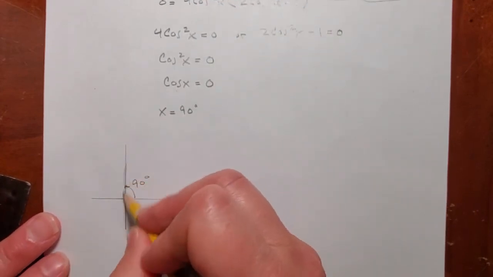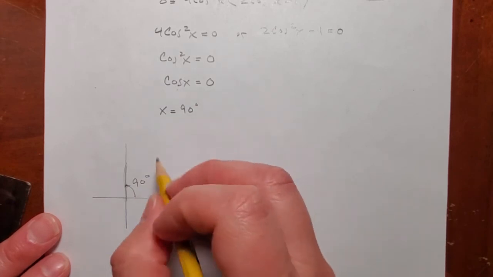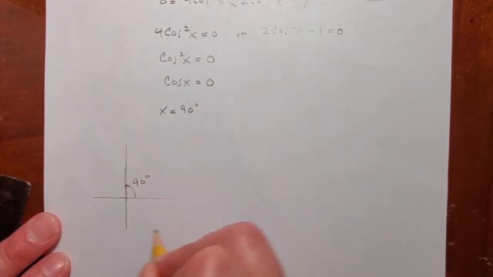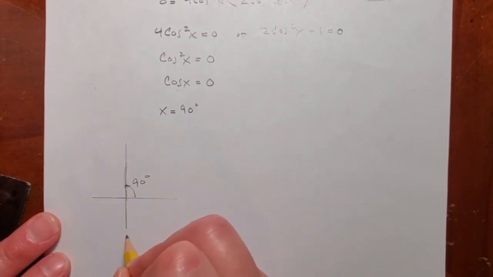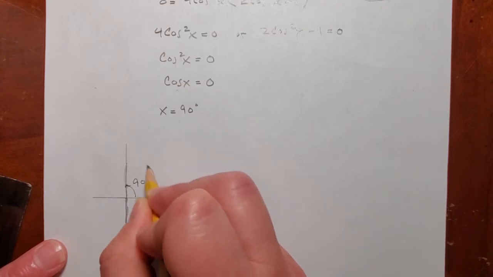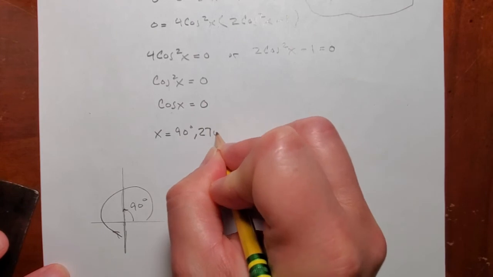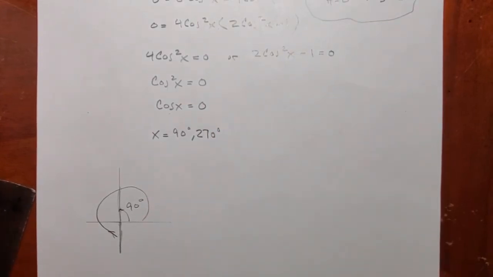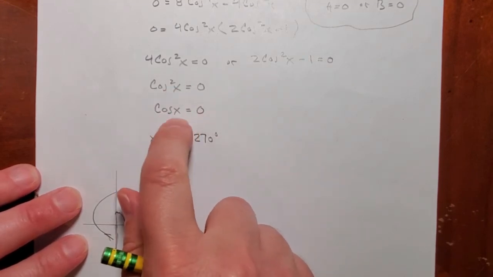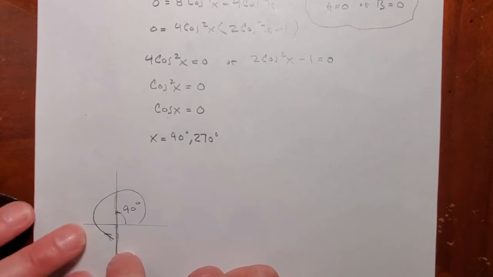Is there another angle like that, where the x component is 0, given that cosine is the x side over the r side? What about this angle down here? What's that angle? 270 degrees. So 90 and 270 are our answers to this one. If you had used your calculator with inverse cosine, it would have just told you 90, but you have to realize 270 degrees works also.